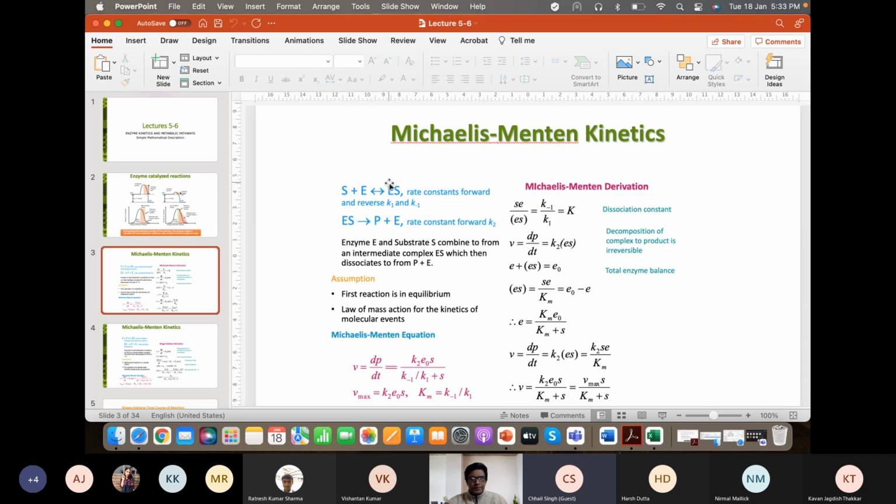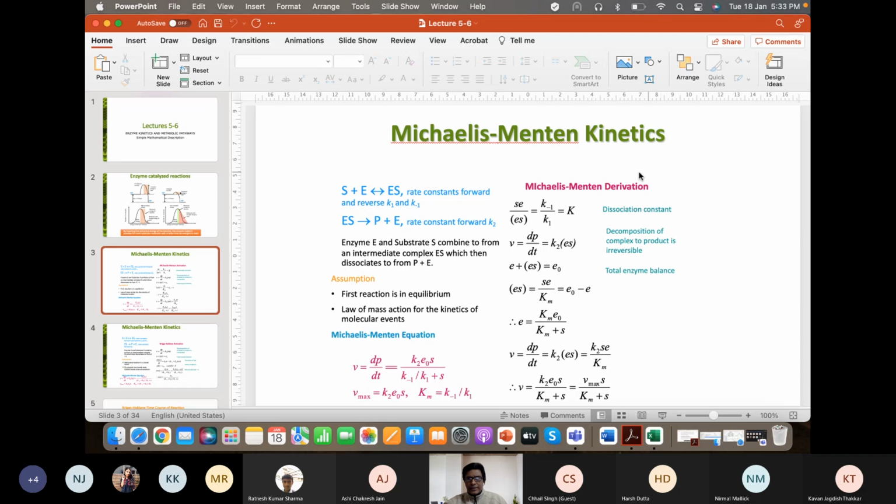What I'm showing you here is a substrate and an enzyme combining to form an enzyme substrate complex. Then the enzyme substrate complex breaks down to give you the product and the enzyme back once again. The forward reaction is K1 and K minus 1 here, and the forward reaction here is K2. Clear? So there are 2 derivations of the Michaelis-Menten kinetics.